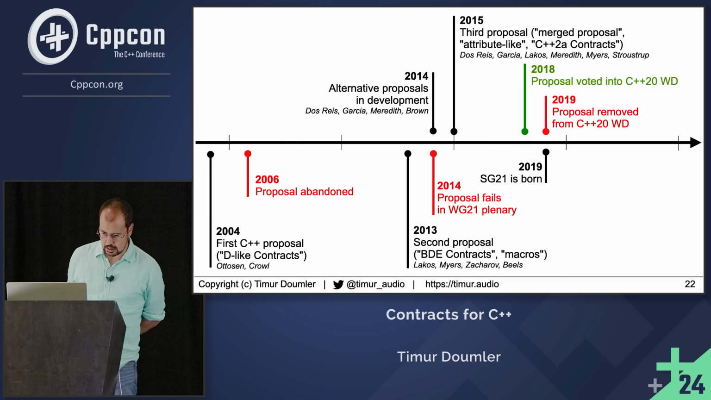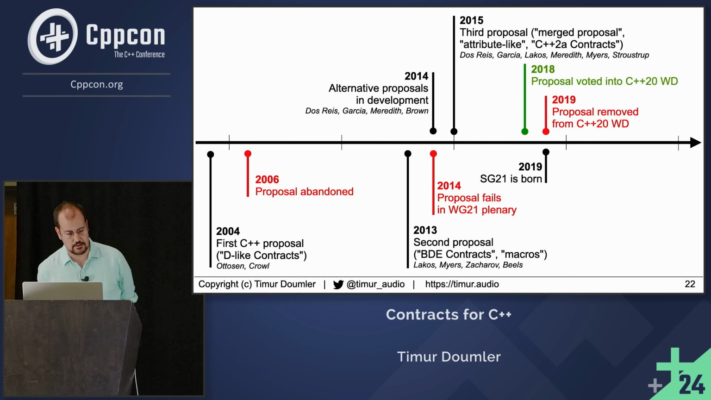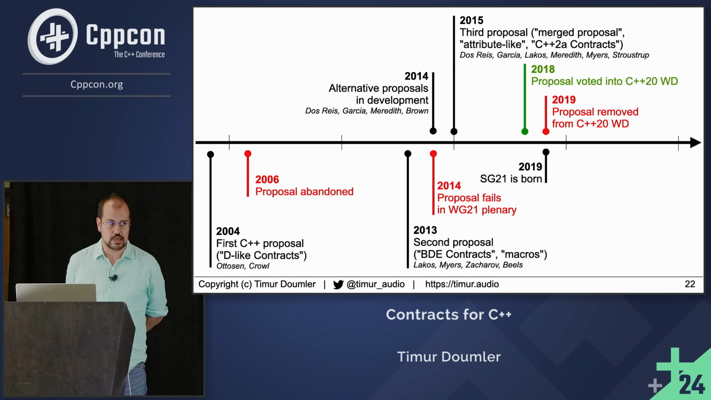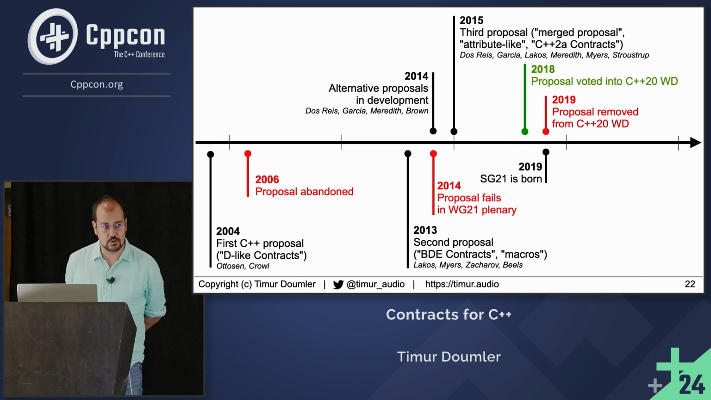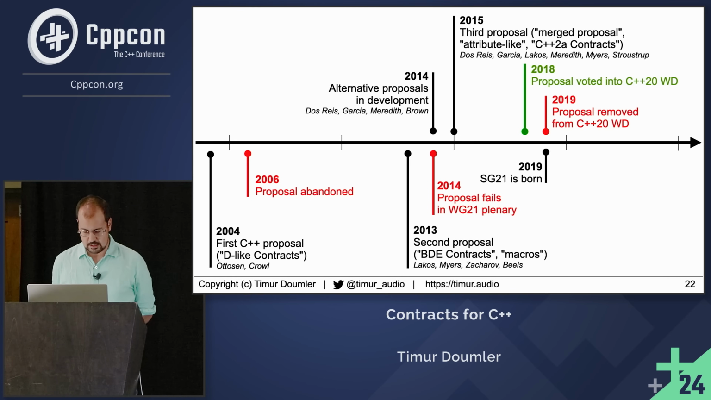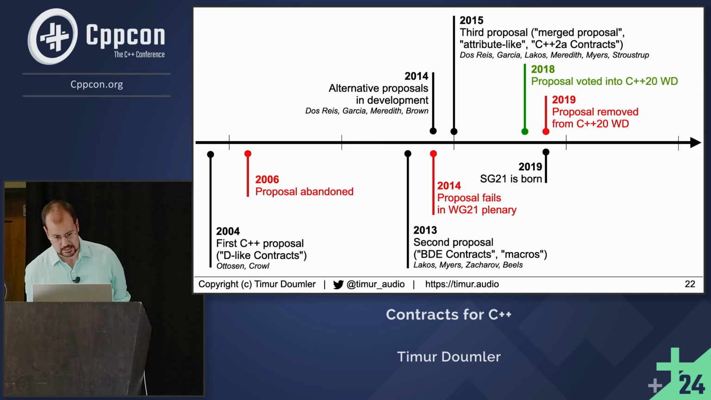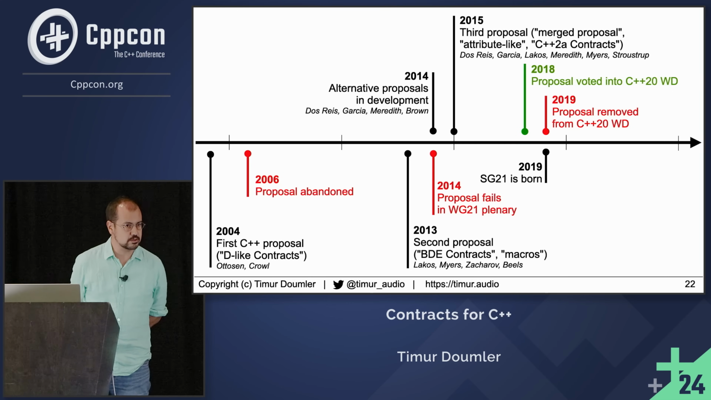At that meeting, SG21, the contracts study group, was founded to pick up the pieces and try to come up with a contracts proposal that will actually gain the consensus of the committee and hopefully make the community happy as well. So SG21 has been working on this since 2019. So this is the fourth phase, the fourth proposal.